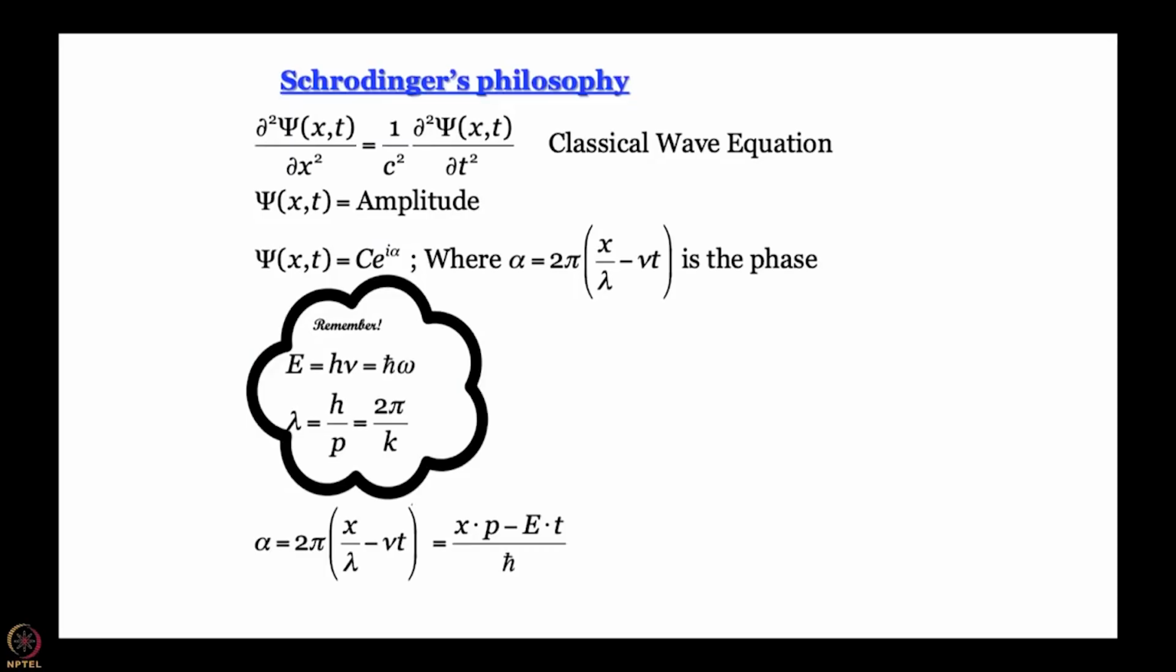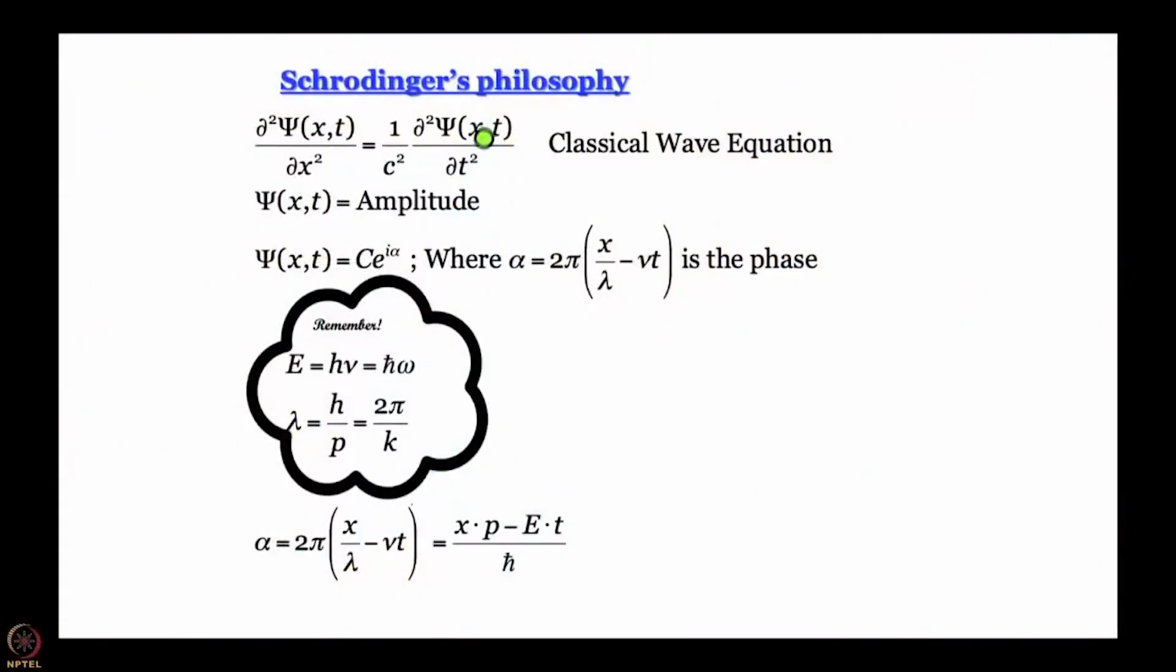So, with this, what Schrodinger did was use the classical wave equation that existed at that time and is used even now for any kind of wave, sound waves for example. When someone plays the tabla, the wave that is generated on the diaphragm, even for that wave one can use the classical wave equation: del 2 psi del x2 is equal to 1 by c square del 2 psi del t2.